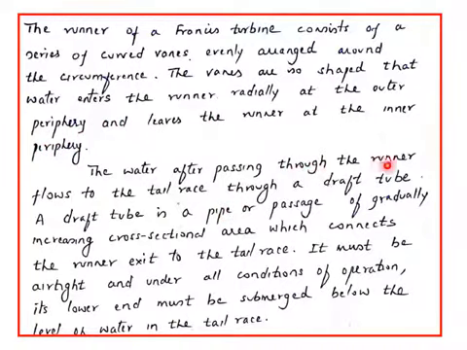Here, water after passing through the runner flows to the tail race through a tube known as a draft tube. This draft tube is a pipe or passage of gradually increasing cross-sectional area which connects the runner exit to the tail race. The end of the draft tube is always dipped in water, or submerged below the level of water in the tail race.